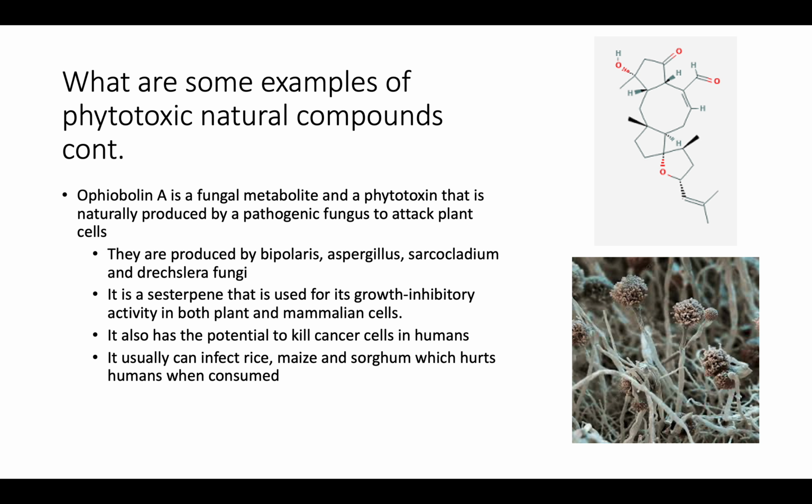Another example is Ophiobolin A, which is a fungal metabolite and a phytotoxin that is naturally produced by a pathogenic fungus to attack plant cells. They are produced by Bipolaris, Aspergillus, Sarocladium, and Drechslera fungi. Ophiobolin A is a sesterterpene that is used for its growth inhibitory activity in both plant and mammalian cells. What's really cool about Ophiobolin A is that it has potential to kill cancer cells in humans, but most commonly it usually just infects rice, maize, and sorghum, which will hurt humans if ingested or consumed.